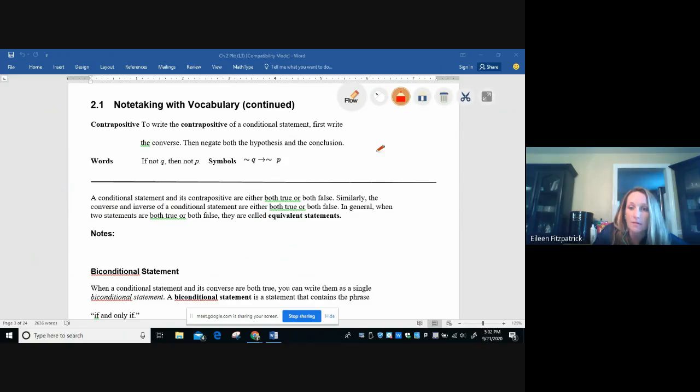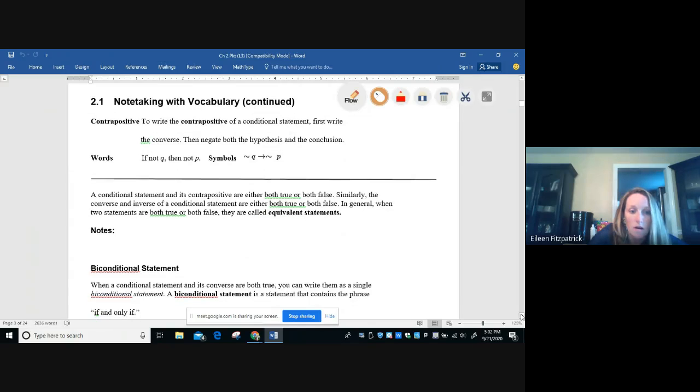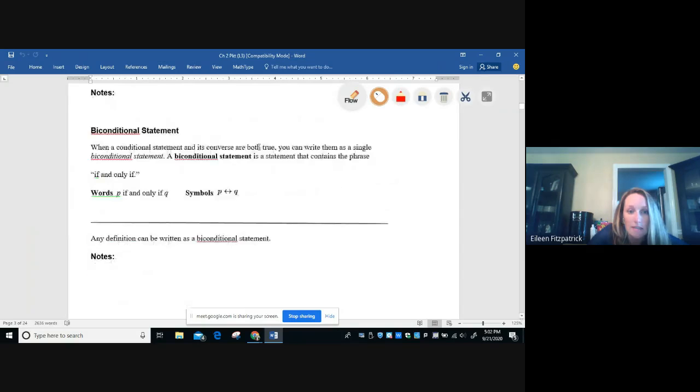The last type of statement that we're going to discuss is called a biconditional. So when a conditional statement and its converse are both true, you can write them as a single biconditional statement. A biconditional statement is a statement that contains the phrase if and only if. Okay, so in words, P if and only if Q. In symbols, P, and then we have the double-headed arrow, Q.